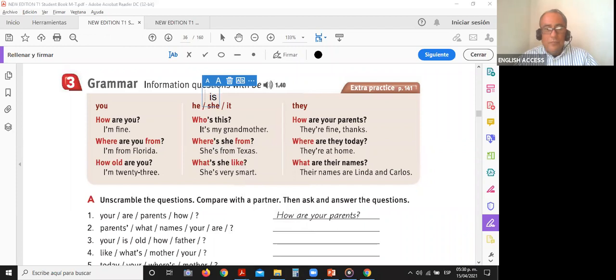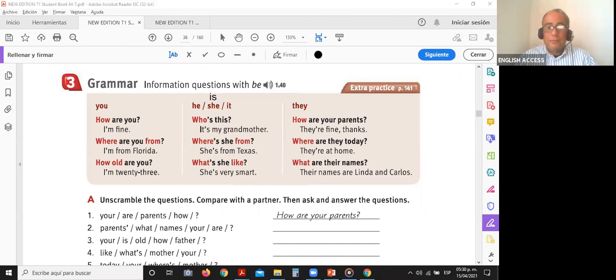What's she like? She's very smart. Here she's asking for a description of the person. She's very smart. And now for they, and more questions.